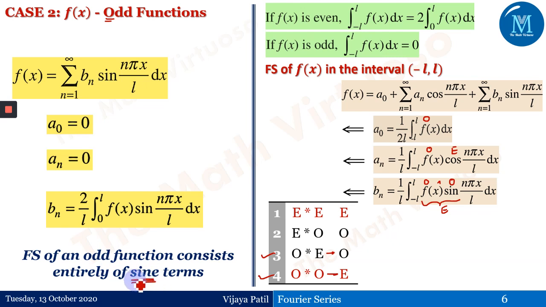So we have to just deal here with one coefficient, and that is bn. The rest of the two coefficients are going to be 0. So if you show that the function is an odd function, it is sufficient to say that a0 equals an equals 0, and therefore we just need to calculate the coefficient bn, and follow the Fourier series expansion as this. That's all for the odd and even functions. I hope you have understood this.